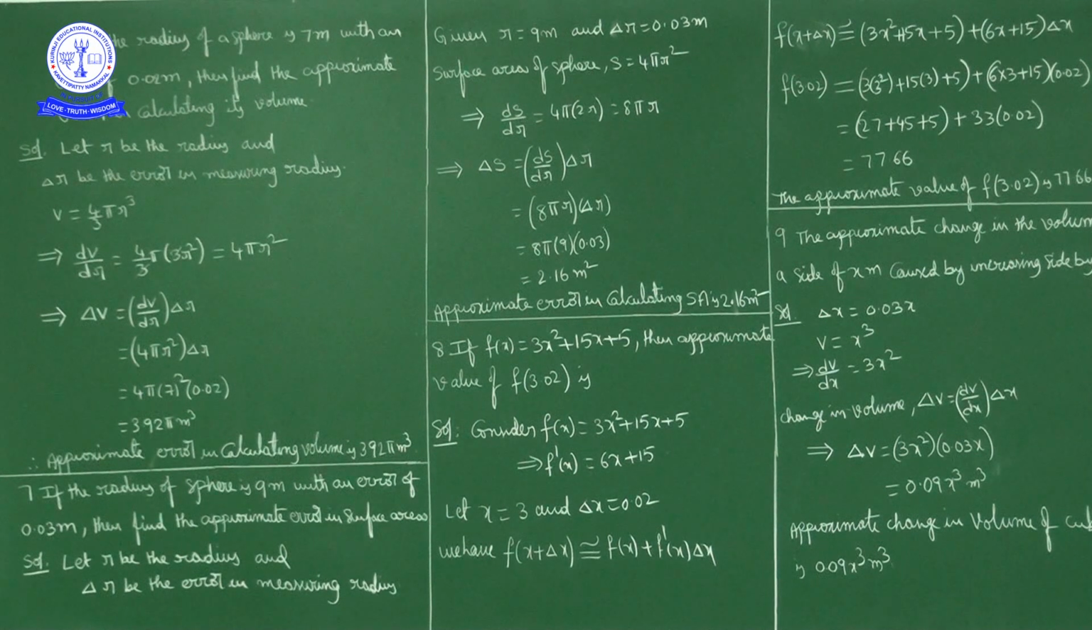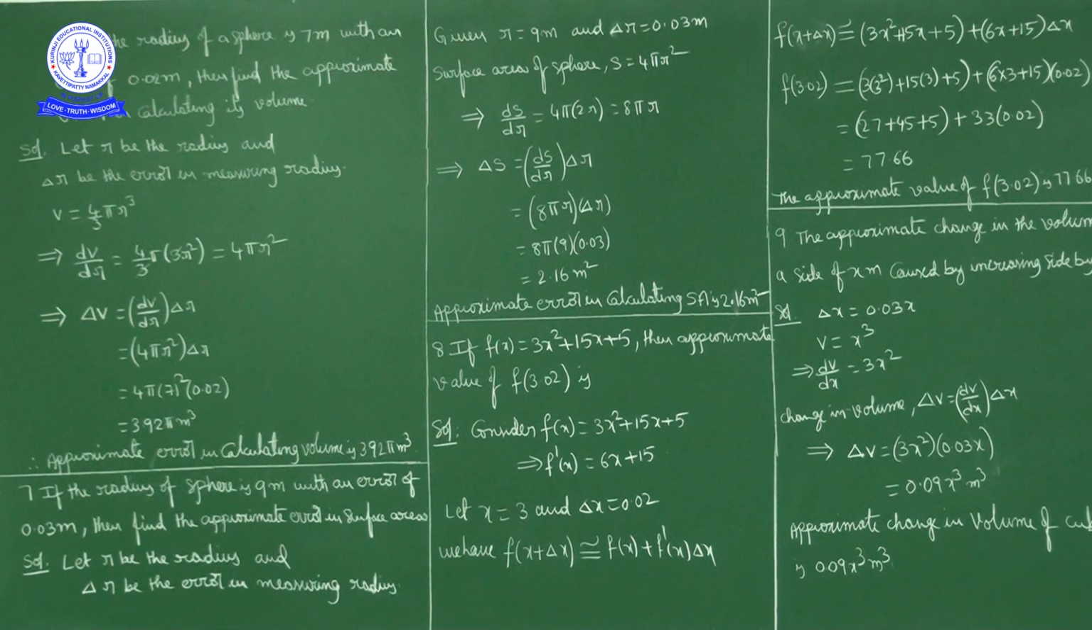Now the error in the volume is delta v. My error in the radius is delta r, the error in volume is delta v, and it is given by delta v equals dv by dr into delta r. Now how much did we get for dv by dr? 4 pi r square into delta r.